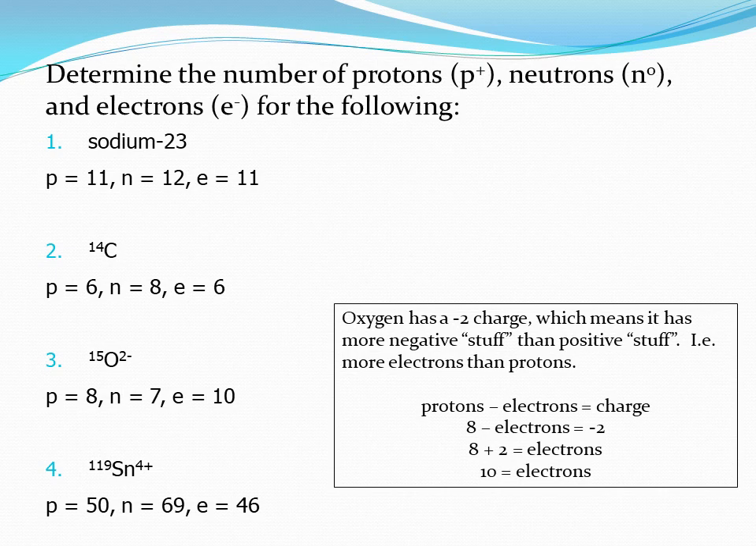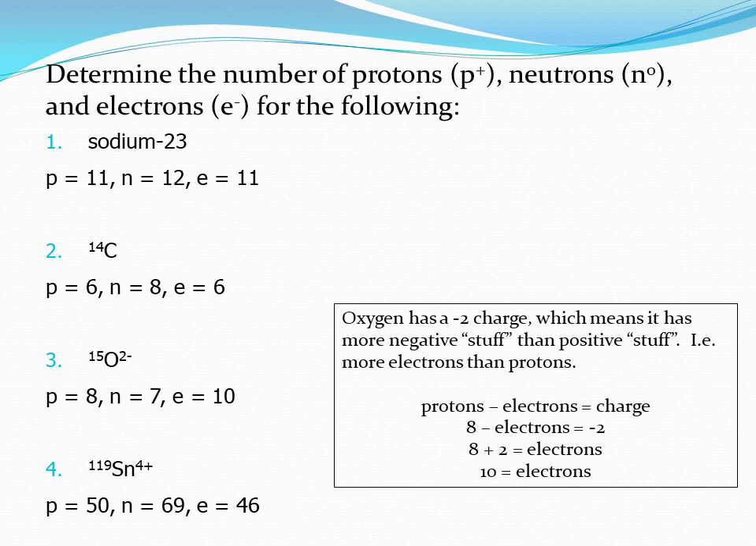So for sodium, we have 11 protons. Because it's neutral, we also have 11 electrons. In order to find the number of neutrons, you take the mass number 23 and subtract the number of protons, which should give you 12 neutrons.